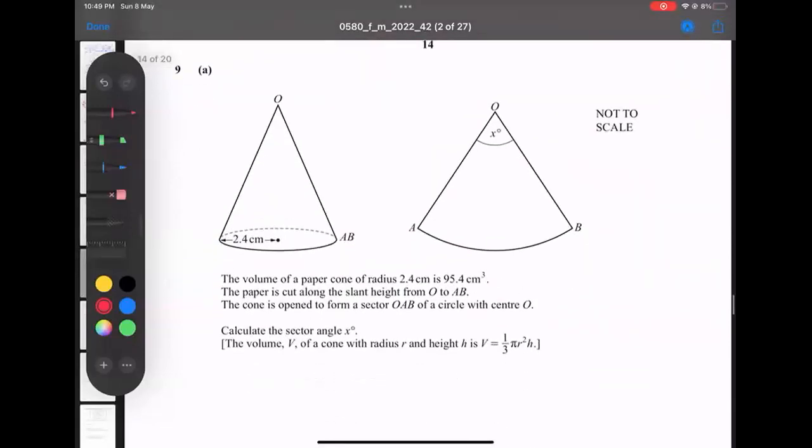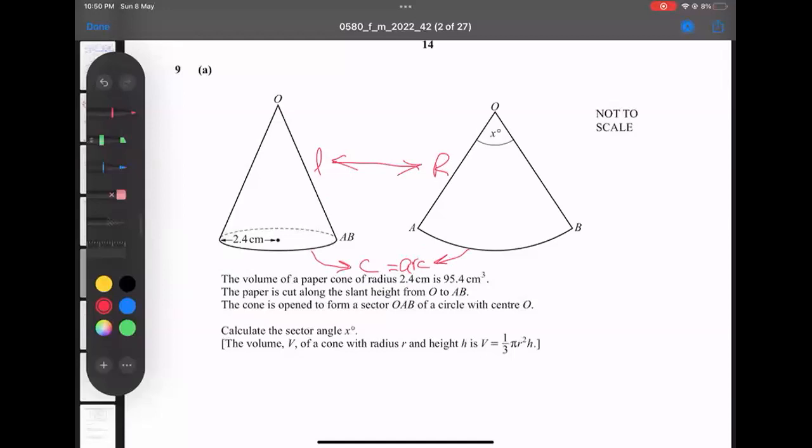Let's go for question number 9. He's asking here, the volume of the paper cone, radius is 2.4, clearly mentioned, and the volume is this much given. So volume of the cone is given here, and this is the slant height, and you know it very well. In this kind of condition, this slant height L and this radius are always equal to each other. Second, this circumference C and this arc length are always equal to each other. So I think this is better.